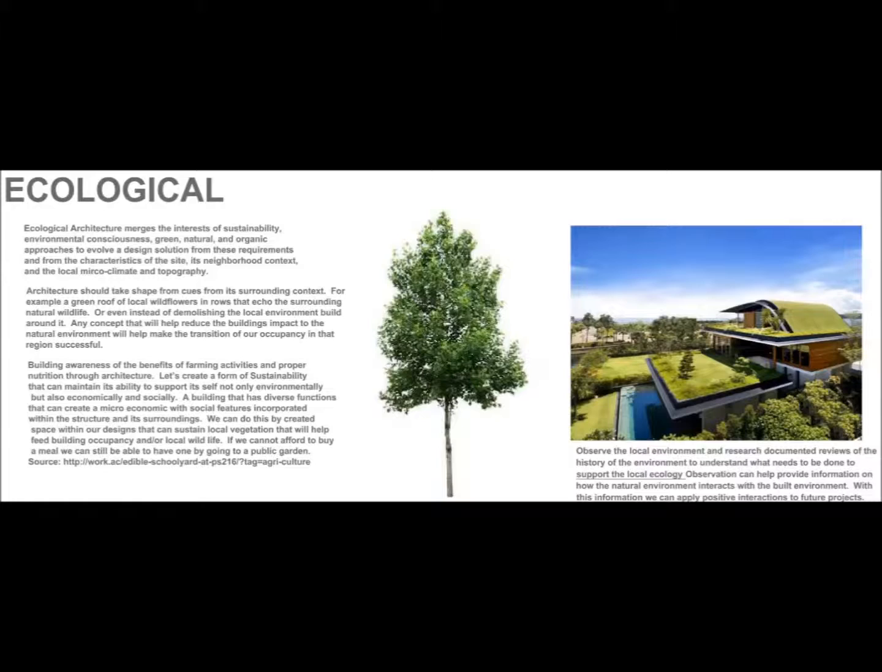Ecological architecture merges the interests of sustainability, environmental consciousness, green, natural, and organic approaches to evolve a design solution. From these requirements and from the characteristics of the site, its neighborhood context, and the local microclimate and topography, architecture should take shape from cues from the surrounding context, which have been mentioned in the previous two posters. Any concept that will help reduce the building's impact to its natural environment will help make the transition of our occupancy in the region successful.